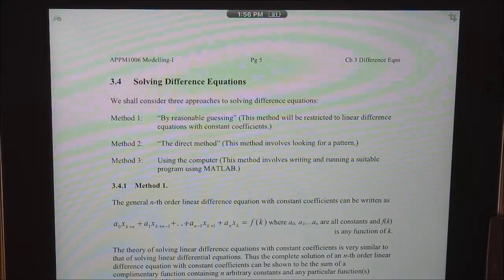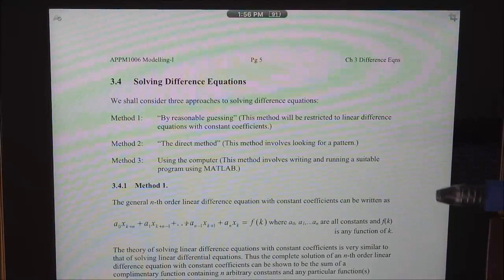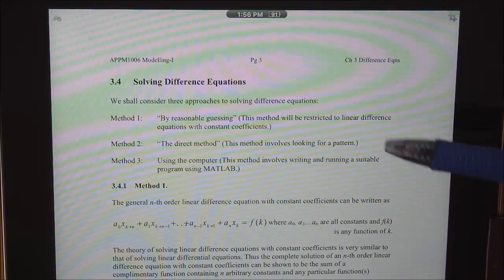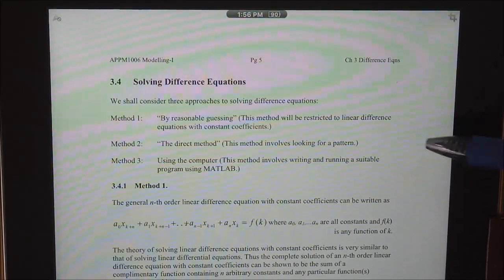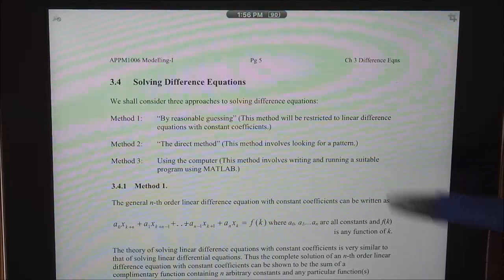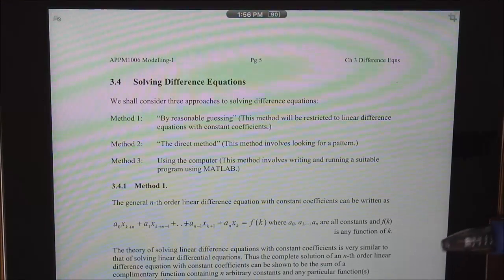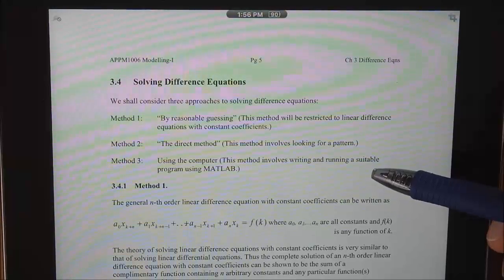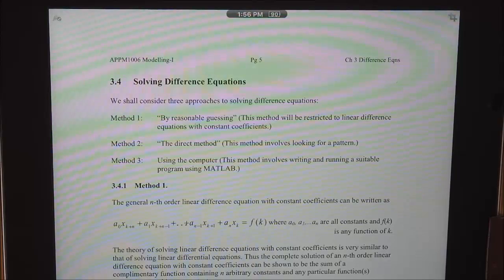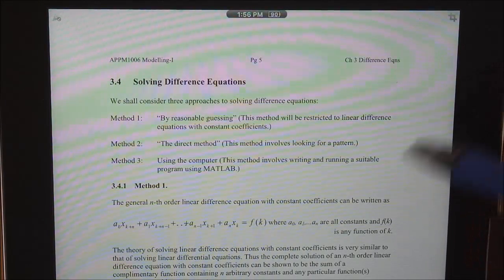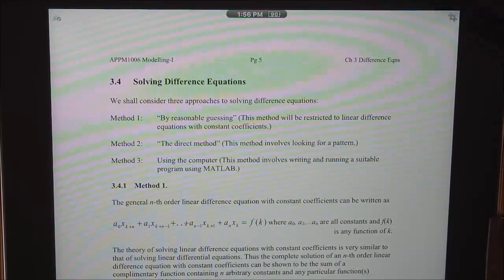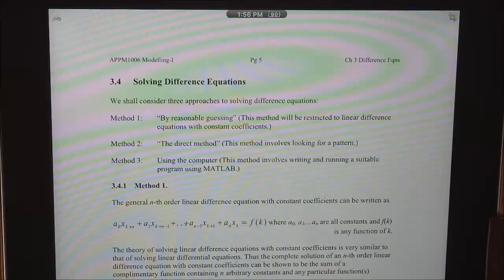The second method is what's called the direct method, and this involves looking for a pattern. This is often the method we use for nonlinear difference equations, and sometimes it works, sometimes it doesn't. And the third is using a computer, and essentially difference equations are numerical methods for differential equations. So we can write a computer program and just simulate the solution for as long as we need to, and essentially calculate the update rules. Hopefully that makes sense, and we'll see a bit more of that in the labs.